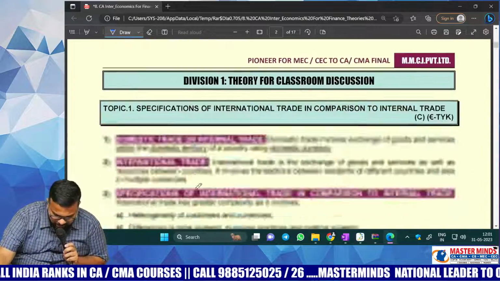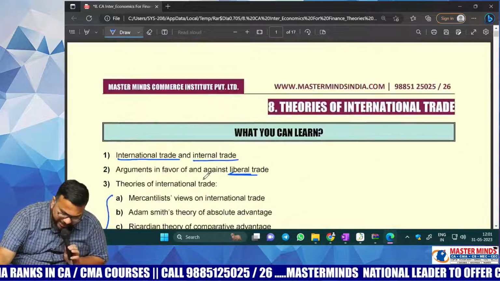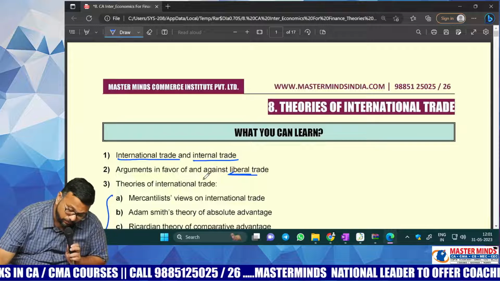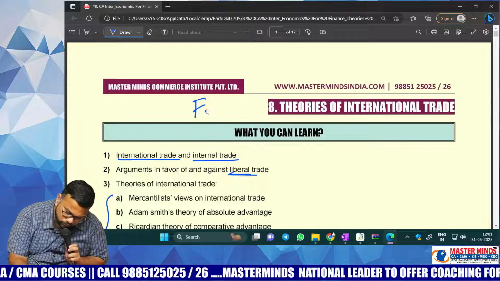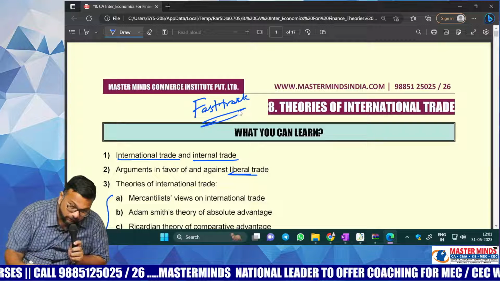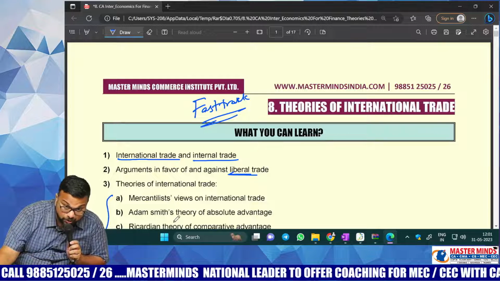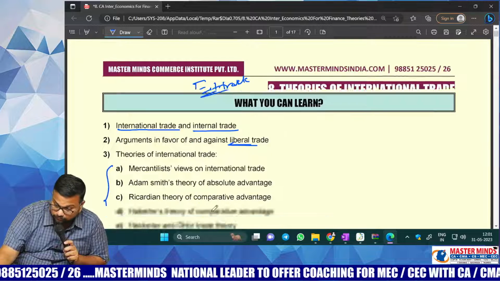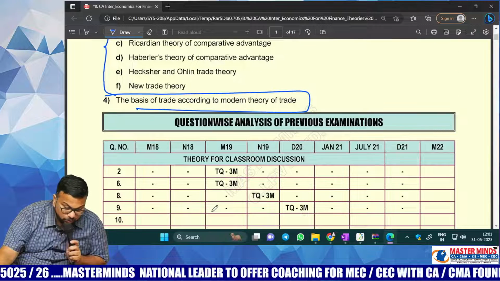And I will be explaining this entire chapter in main material, but you people go through fast track. Because for the sake of 2 marks or 3 marks, there is no need to take that much amount of strain and burden. Because here there are some questions which are around 2 pages or 3 pages.